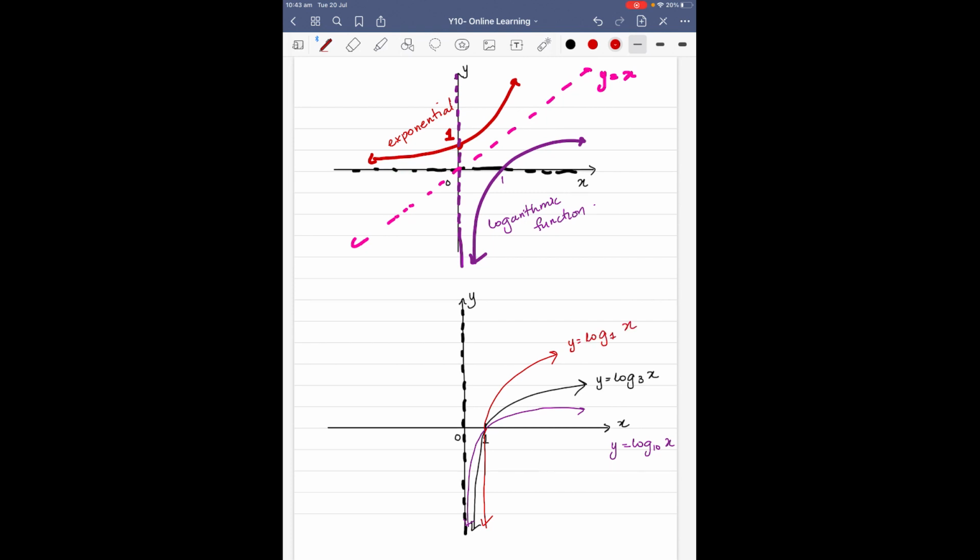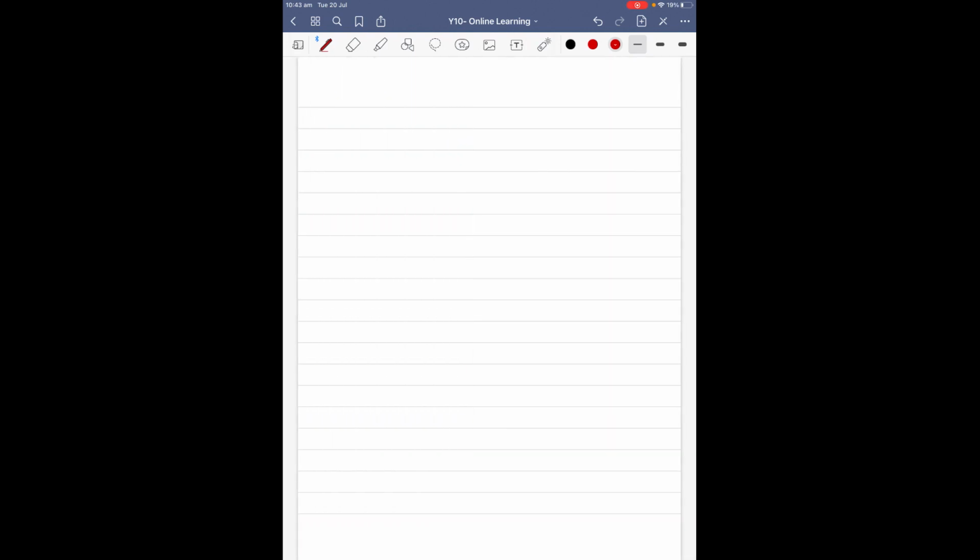Now, the question is, how do we know which points exactly to draw the log graphs through to make sure that it is as accurate as possible? My answer to you is the table of values.